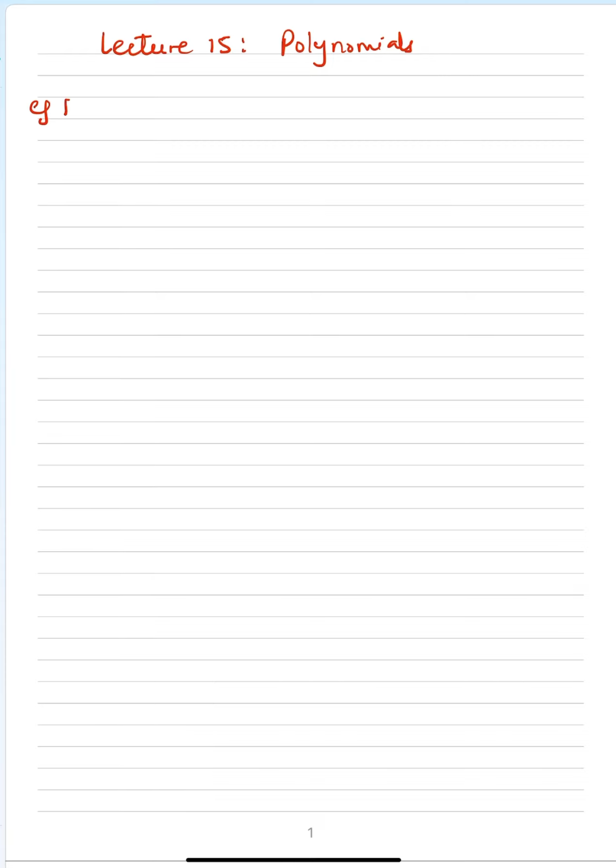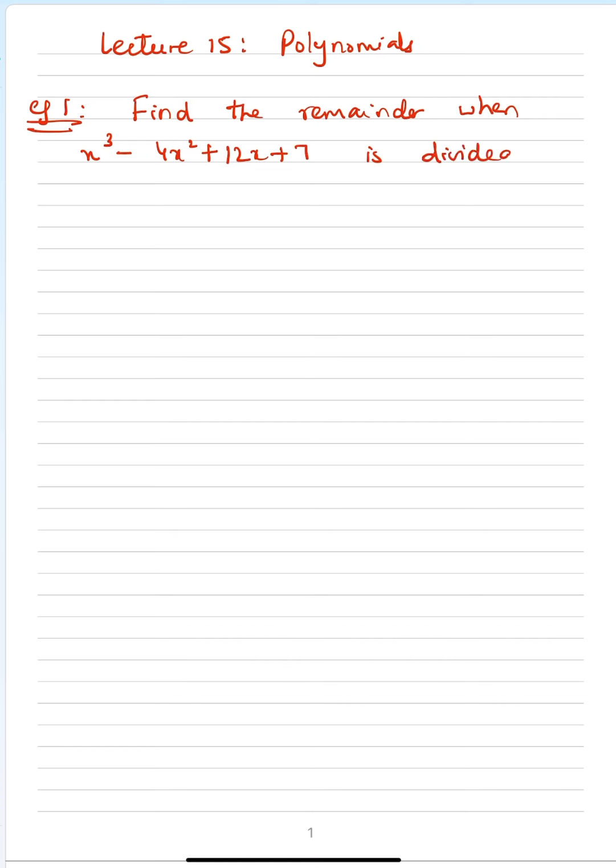Okay, let us take example 1, that is, find the remainder when x cube minus 4x square plus 12x plus 7 is divided by x plus 1 upon 2. Now here f of x is this polynomial and the divisor is x plus half.